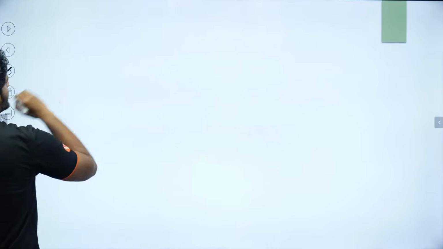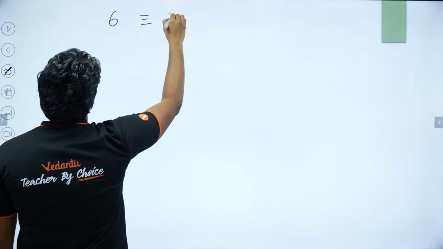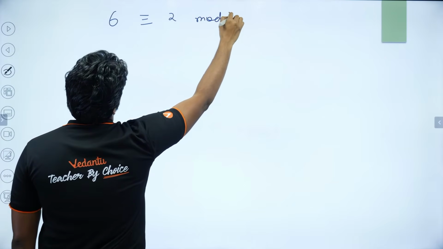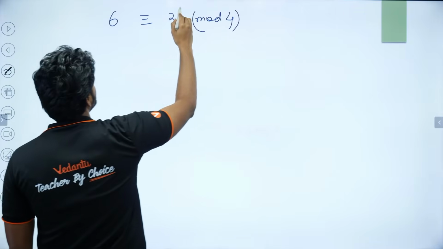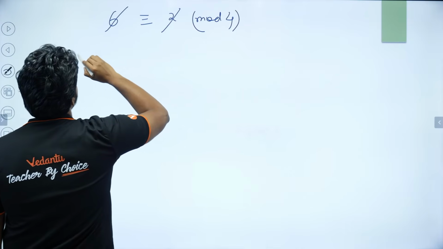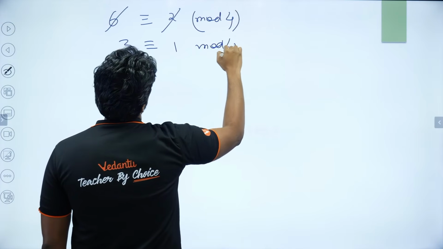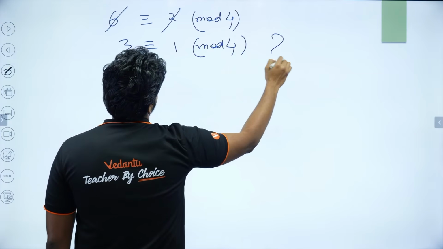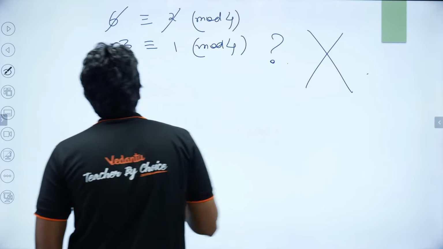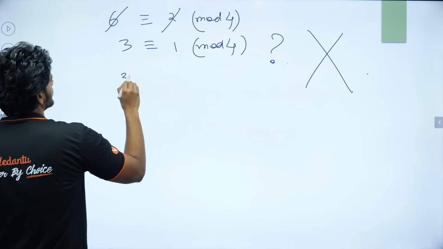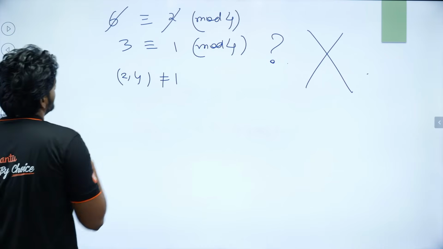I want you to see an example first. 6 is congruent to 2 mod 4. That's correct, right? But can I cancel out 2 to say 3 is congruent to 1 mod 4? No, right? This is a big no. So why is that happening? That is because the GCD of 2 and 4, the thing which you are cancelling out, is not 1.